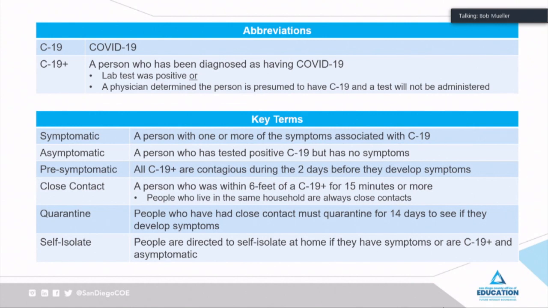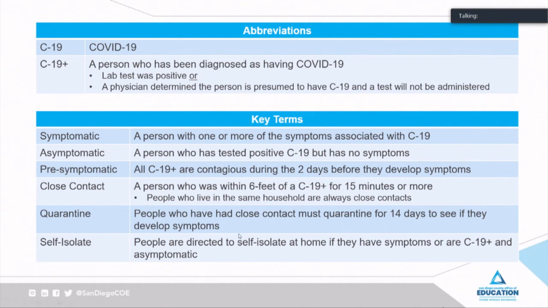A close contact is somebody who has been within 6 feet of an individual that's been diagnosed with COVID-19 for 15 minutes or more, whether they're wearing a face cover or not. And we assume that every member of a household, anyone who lives with somebody who has COVID-19, is considered to be a close contact.